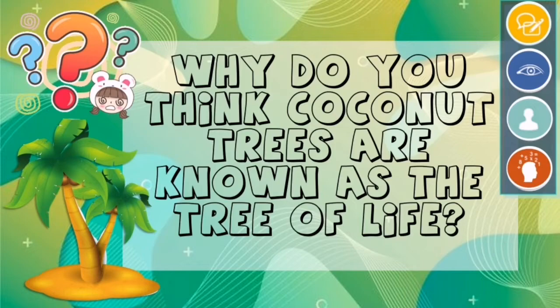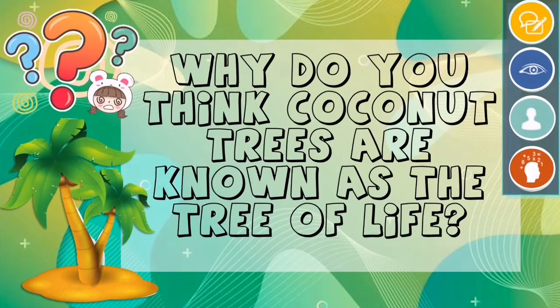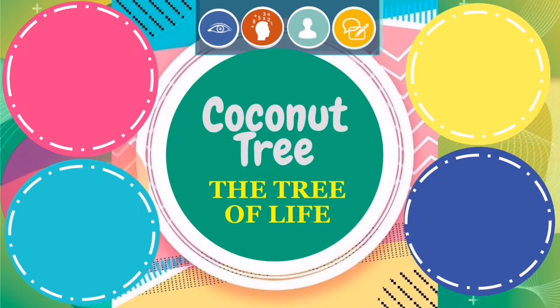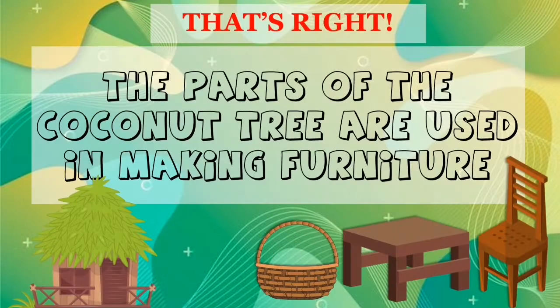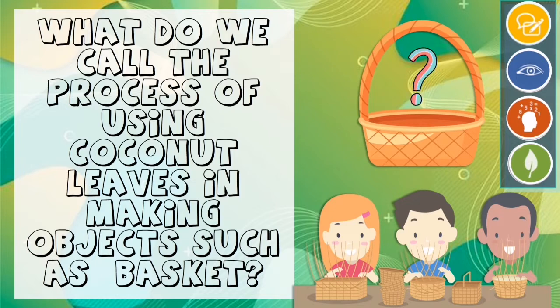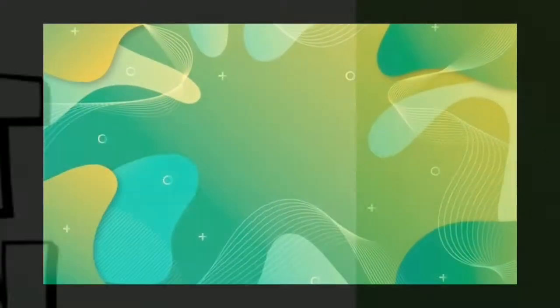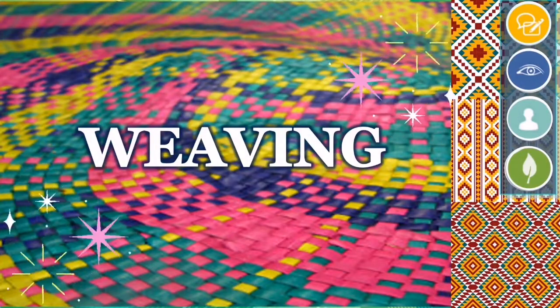Why do you think coconut trees are known as tree of life? Share your answers. You may list down your answers on a paper. That's right. The parts of the coconut tree can be used in making furniture. Some use coconut leaves as the roof of their house. Can you think of other materials that are made from coconut leaves? What do we call the process of using coconut leaves in making objects such as basket? That's right, it is weaving.